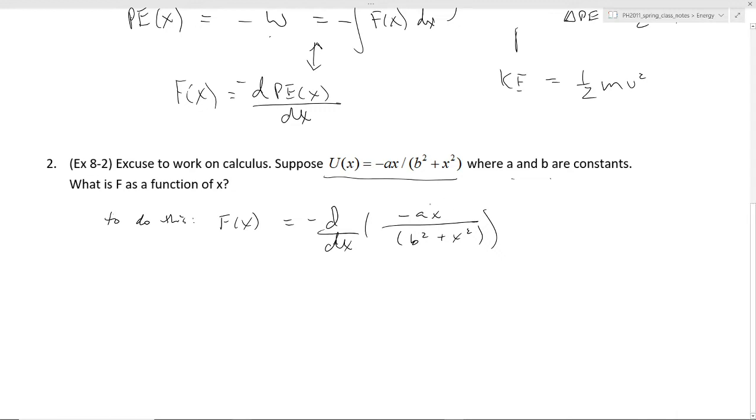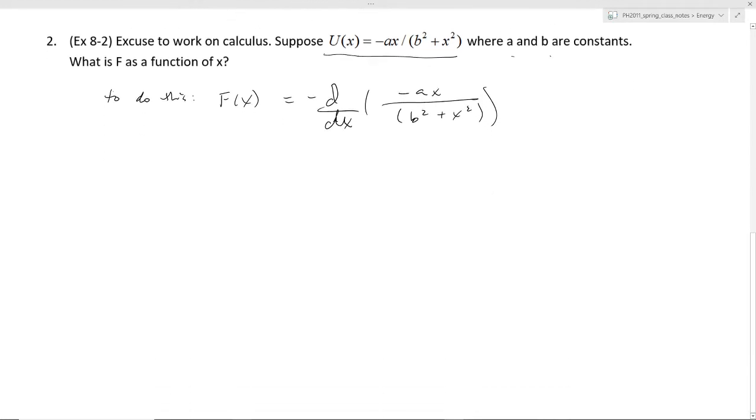And so we need to be able to take the derivative of a quotient. So this is an excuse to brush off the quotient rule. There are different ways that you can do this. I'm going to take the derivative, and then we'll apply the negative sign. It's kind of cheesy, but how I remember this is if you have a quotient, it's low d high, so b squared plus x squared times the derivative of negative ax with respect to x, which is just negative a, minus high d low.